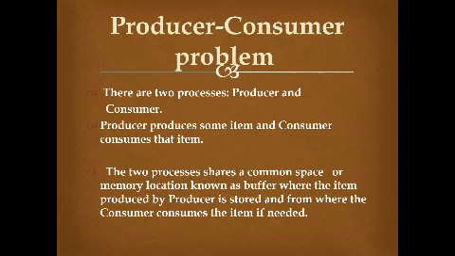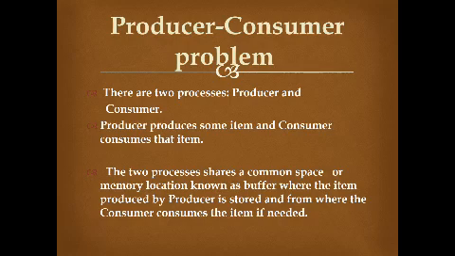The classic problem in this concept is the producer consumer problem. There are two main processes involved in this, producer and consumer. The producer produces some item and the consumer consumes that item. The two processes share a common space or memory location known as a buffer. A buffer is the temporary memory storage space where temporary data are put for later accessing.